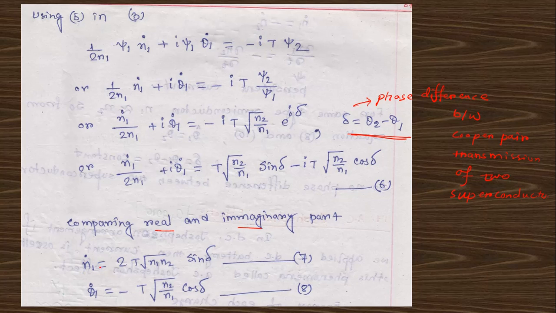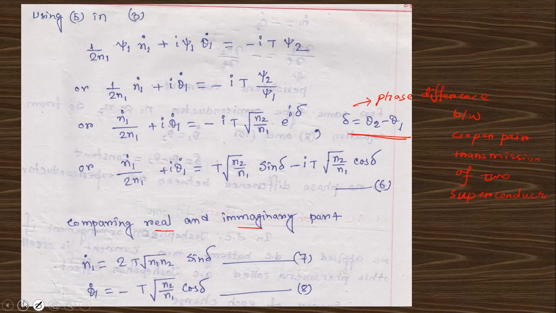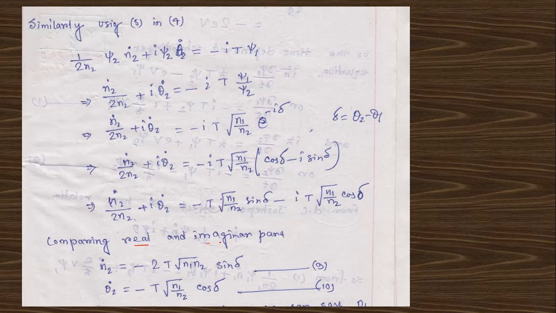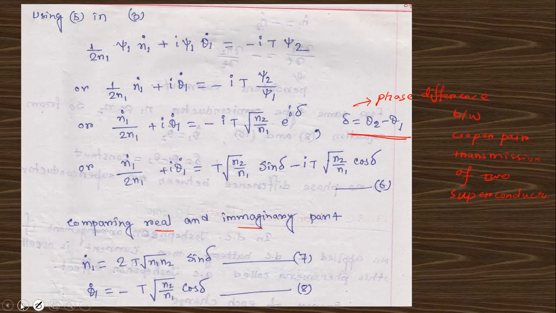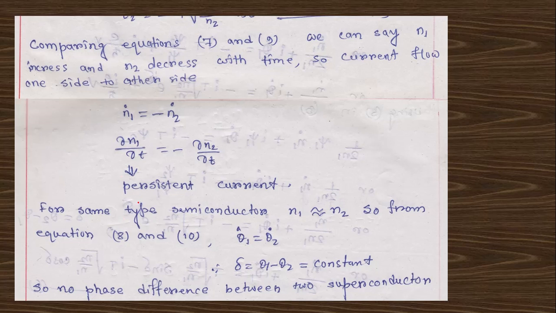So the number density and phase will be written for superconductor 1, the site 1. Similarly, just use this 5 in 4 and then compare the real and imaginary parts, and you also get these two equations. You can see they are similar, and n1 dot equals minus n2 dot. Number 1 and number 2: del n1 by del t equals minus del n2 by del t, this can be written like that. This signifies the persistent current.